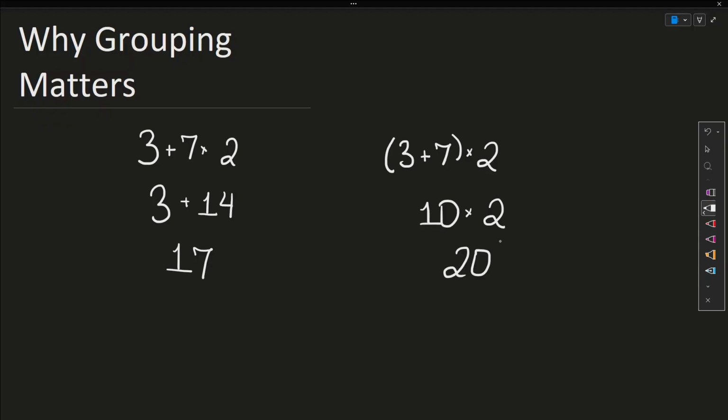This is a powerful example. The expressions use the same numbers, but the grouping changes the meaning. That is why we want students to look carefully at the structure of an expression before evaluating it.